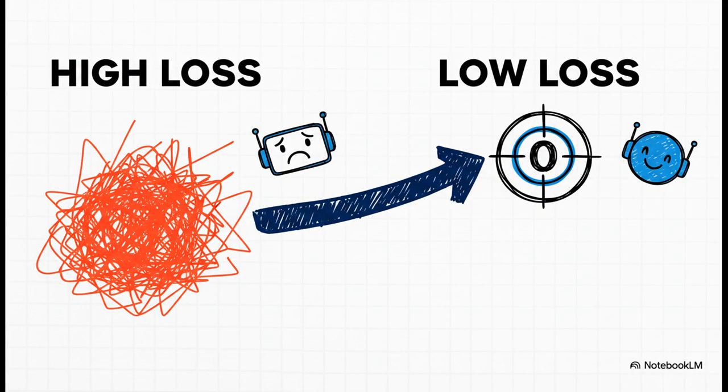And the rule here is really, really simple. A high loss value, that's bad. That means the model made a huge mistake. A low loss value, that's great. It means the model's guess was getting close to the real answer. The entire goal of training, really, is to get that loss value as close to zero as we possibly can.